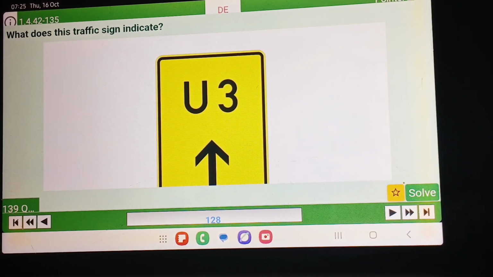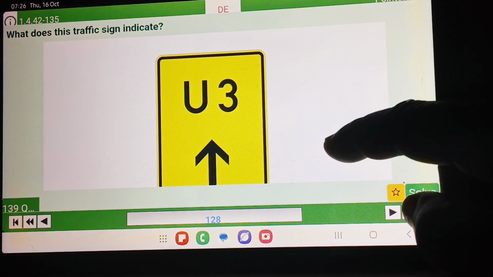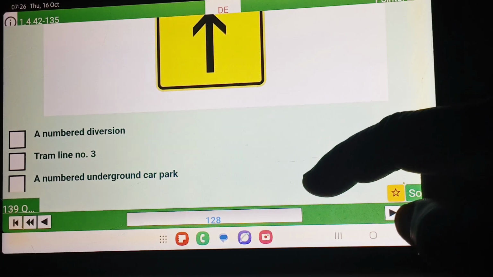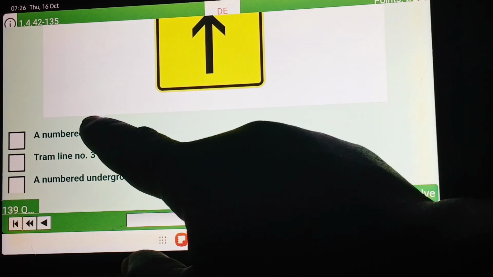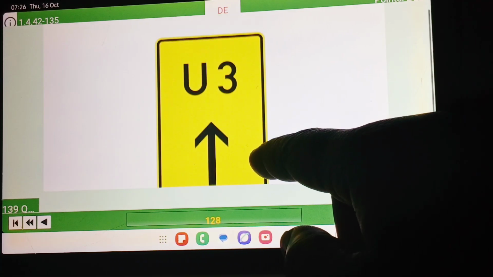What does this traffic sign indicate? This is what? A number division. A number division.